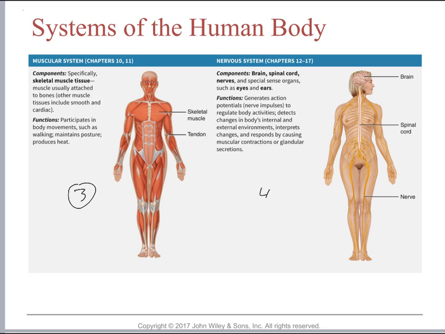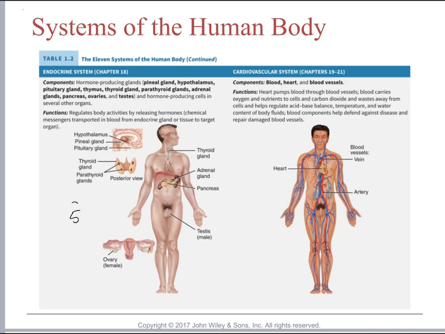Our fourth system is the nervous system, and we're dealing with the brain, the spinal cord, nerves, special sense organs like our eyes and ears. These structures are going to generate action potentials, nerve impulses, to regulate body activities. They're going to propagate the stimuli detected from the integumentary system, move it to the central nervous system to elicit a response. So we're detecting changes in the body's internal and external environment. We're interpreting changes and responding by causing skeletal muscle contractions or glandular secretions. It could also be smooth muscle contractions as well with digestion.